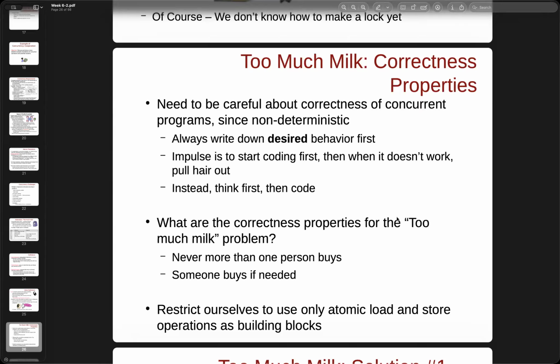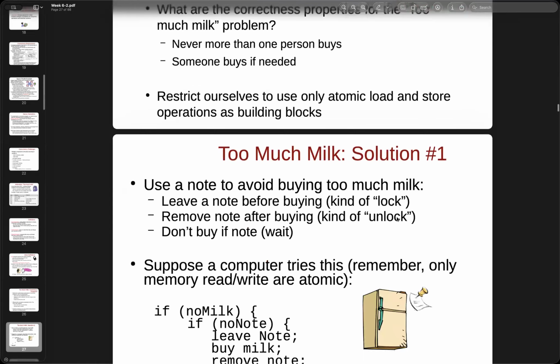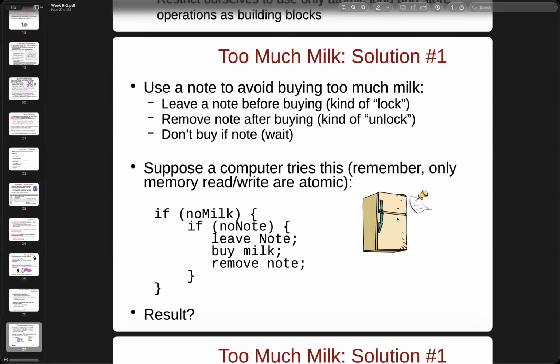Here's the thing: we restrict ourselves to using only atomic load and store operations as building blocks. That's what we mean by loading and storing. Here's a possible solution, so you can watch it. We can maybe use a note, a similar idea to the lock. To avoid buying twice, we need a note before buying, and we remove it after buying, like an unlock.